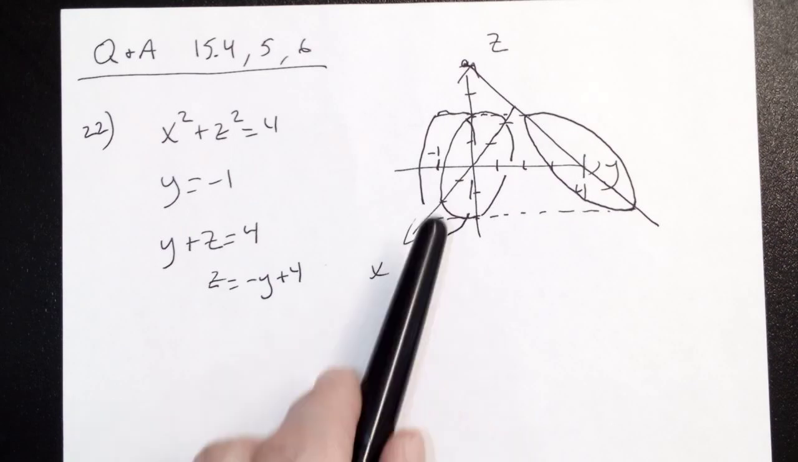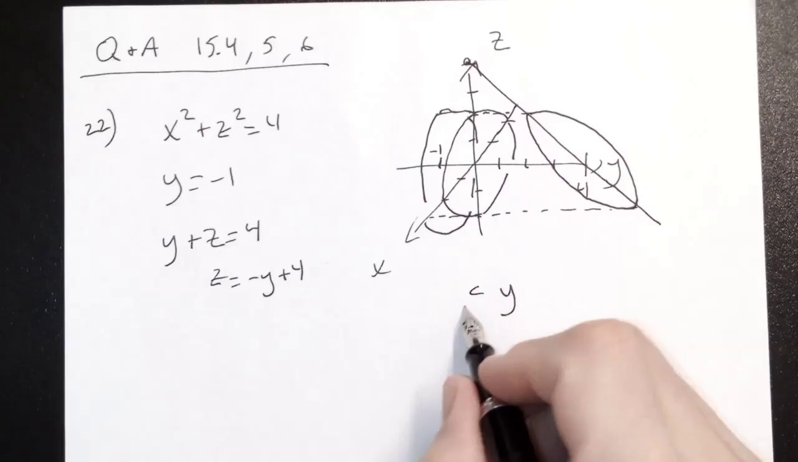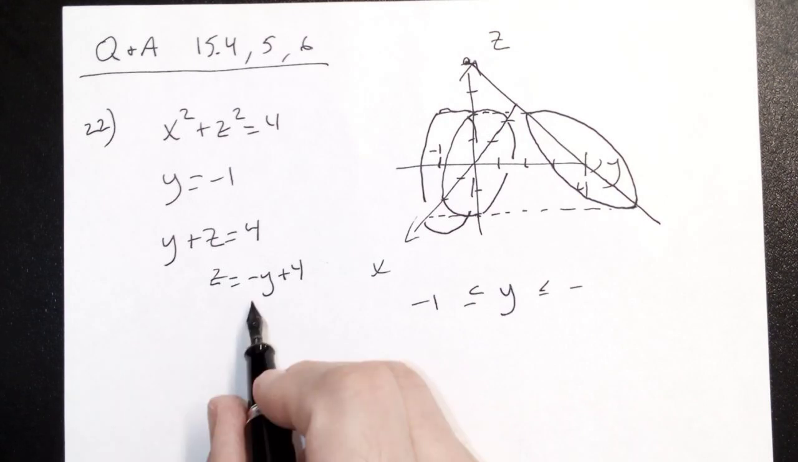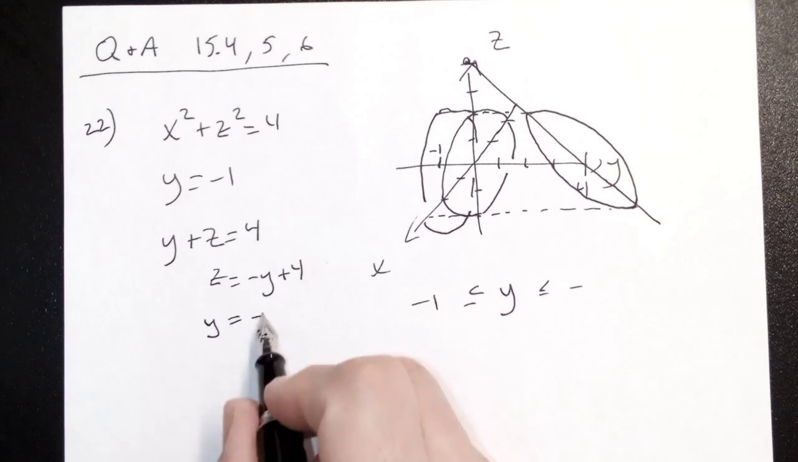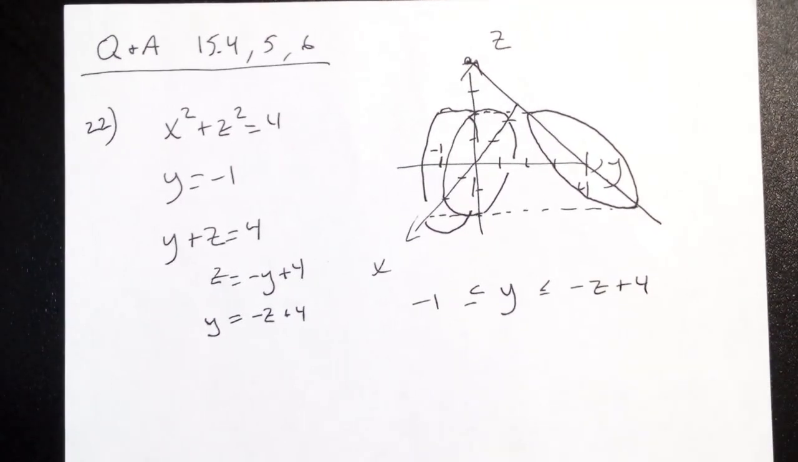Okay, wait a minute. Those are boundaries in y. So right away, I'm thinking of this as having a left and a right, rather than a top and a bottom or a front and a back. So I'm going to start with y between -1 and, oh, wait a minute, -z plus 4. There's a left and right. So I'm going to do this dy first, and then we're going to do dx dz.